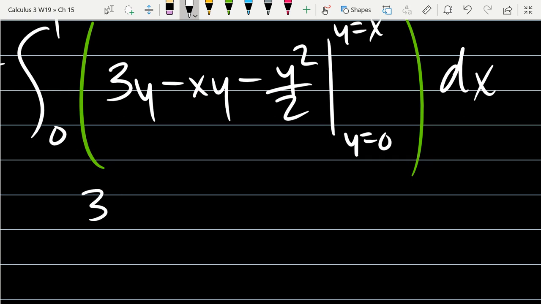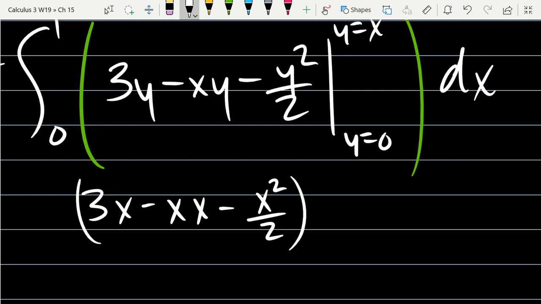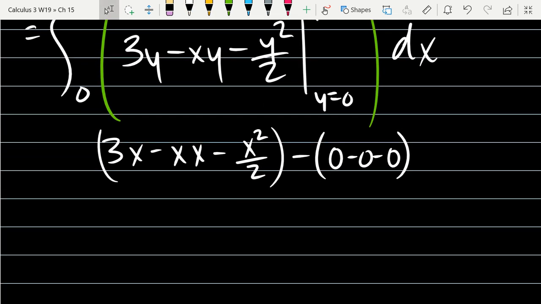So I have 3x minus, replace y by x. So it's now x times the x we swapped in, minus x squared over 2. So what I did there, replace all the y's by x's. Now I'm going to subtract while I replace all the y's by 0. So that one's not very exciting. That's just a regular replace y by 0. And we'll simplify this down. There's not too much. 3x, we have minus x squared minus 1 half x squared. So that's minus 3 halves x squared.